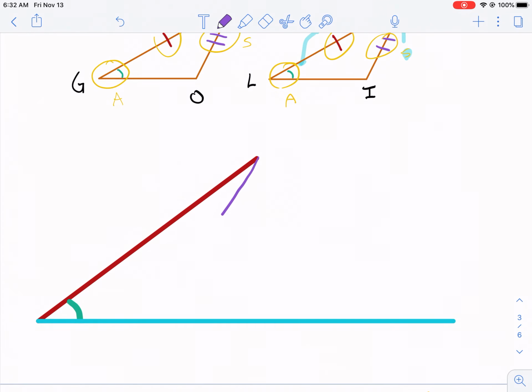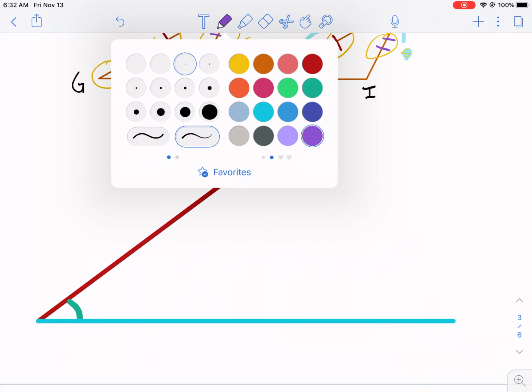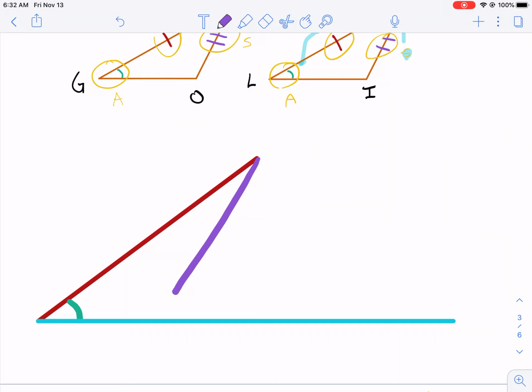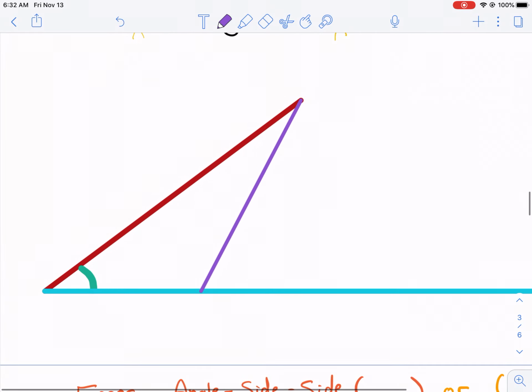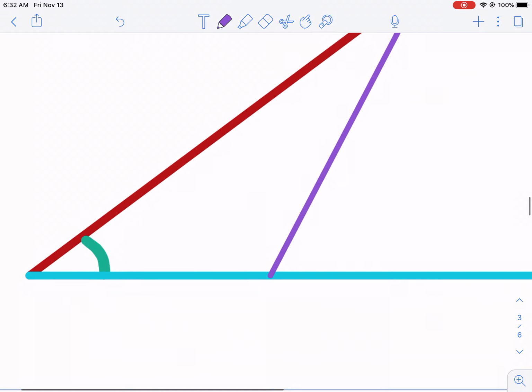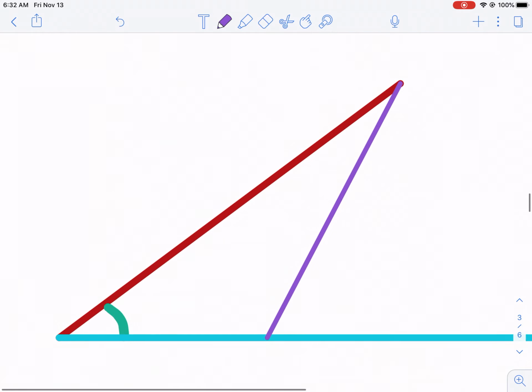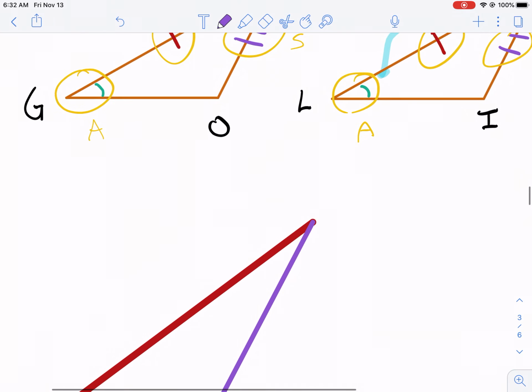So I'm going to draw the purple side. I'm going to make it a little bit thicker. So here's my purple side, and it's going to look something like that. Now, I extended this blue line, but you get the idea that I created this triangle from the three given parts.